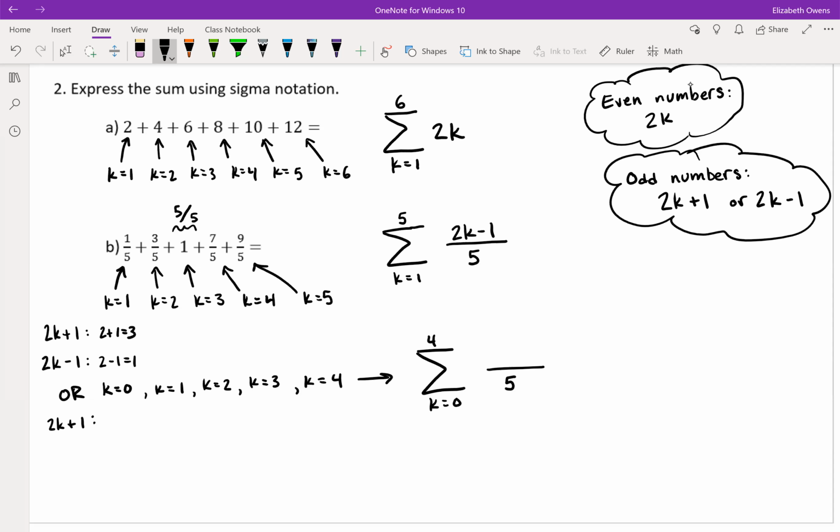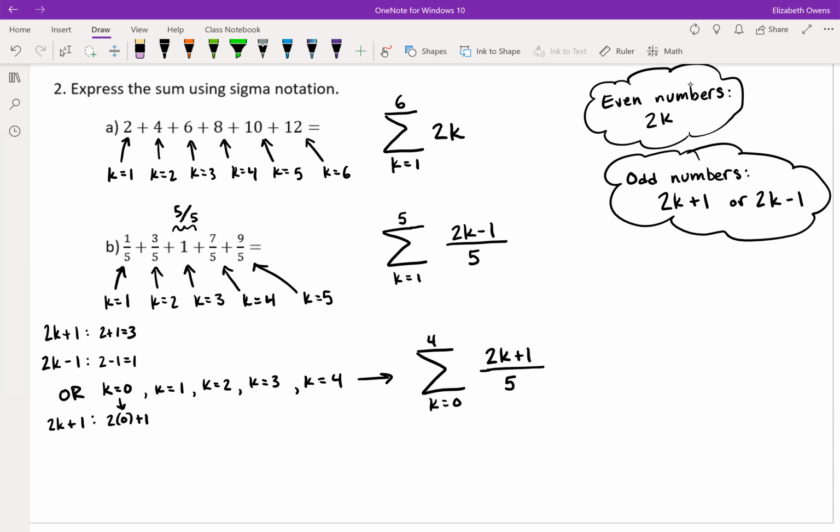Got that in the chat there. Nice. So 2 times 0 plus 1. Yeah, that'll give us the right odd numbers that we want. So we can use 2k plus 1 if you're starting at k equals 0. You'd use 2k minus 1 if you're starting at k equals 1. Cool. So 2 different answers so far that would both give us the same terms.